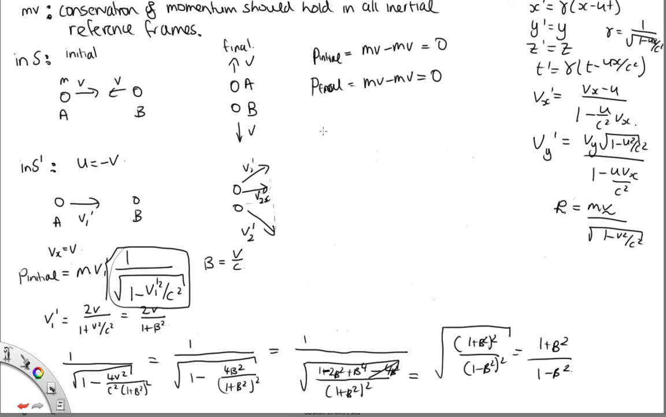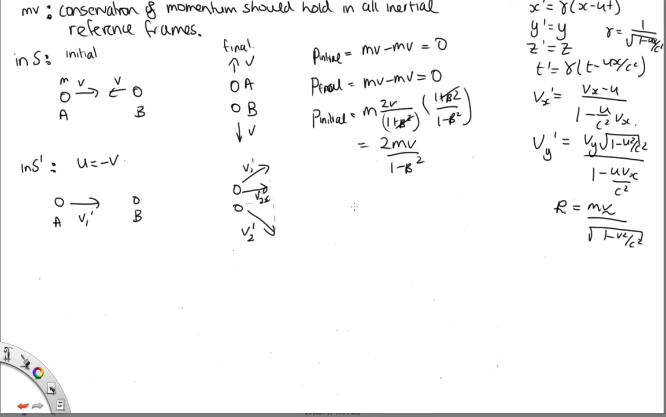We've already got this term, so we can write p initial is equal to m v1 prime, so that's 2v over 1 plus beta squared times this thing, which is 1 plus beta squared over 1 minus beta squared. So these will cancel and we've got 2mv over 1 minus beta squared. Okay, let's clear this off now to get some space and then we can work out what the final momentum is. Okay, so what we're trying to do is now work out p final.